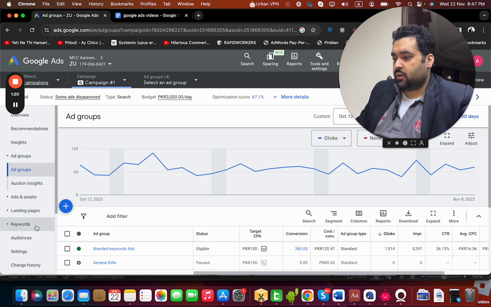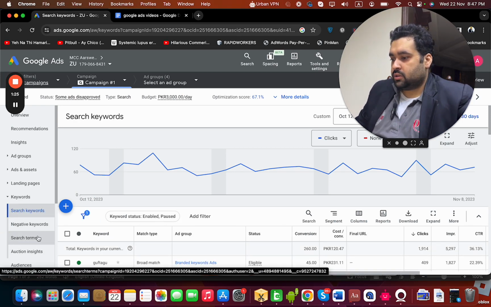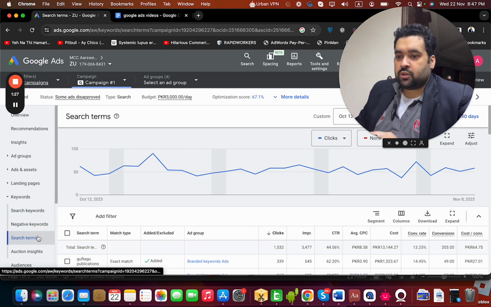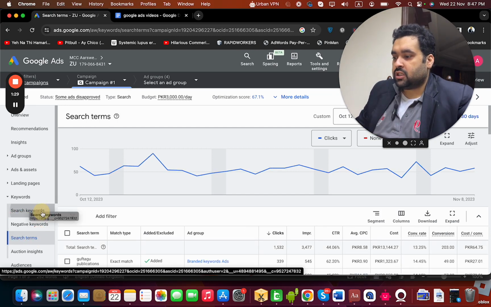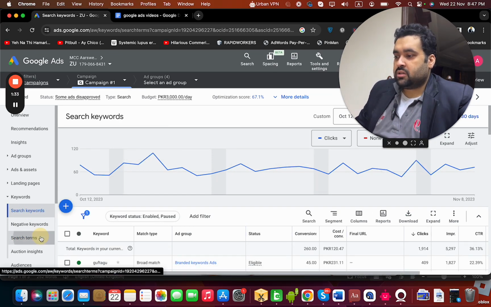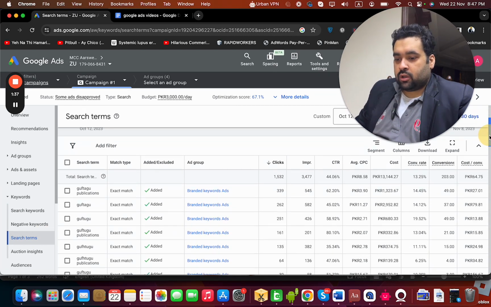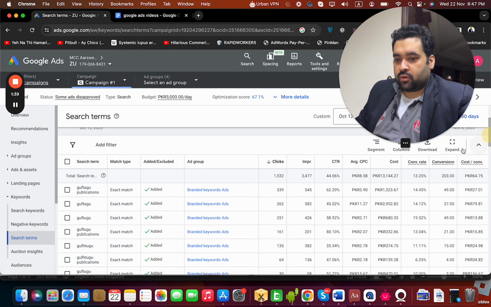What I have to do is go to the keywords and then go to the search terms. Search terms are those queries through which people actually came. Search keywords are your targeted keywords that you have added to target, but search terms are the eventual final keywords through which people came. You can look around on this and focus on the conversions.